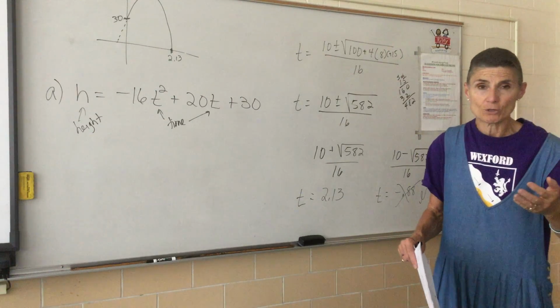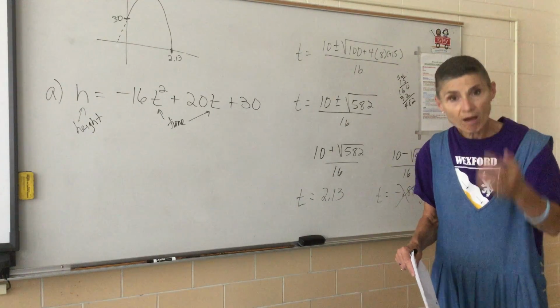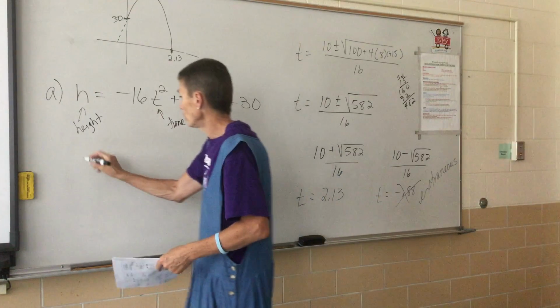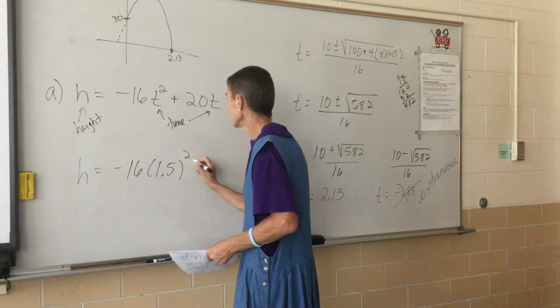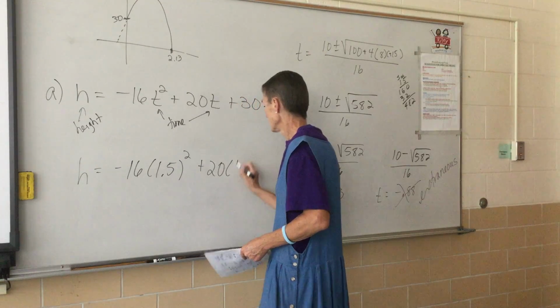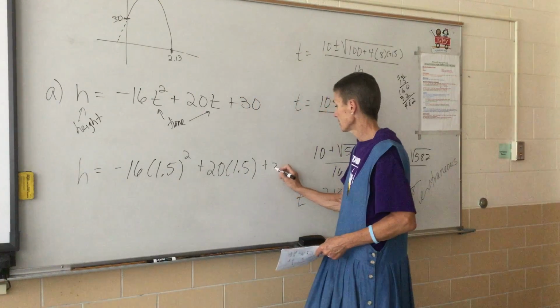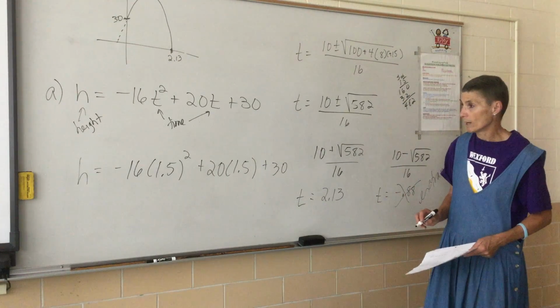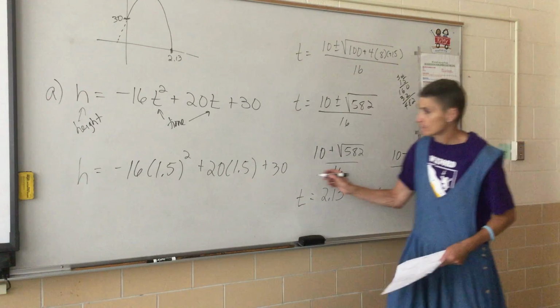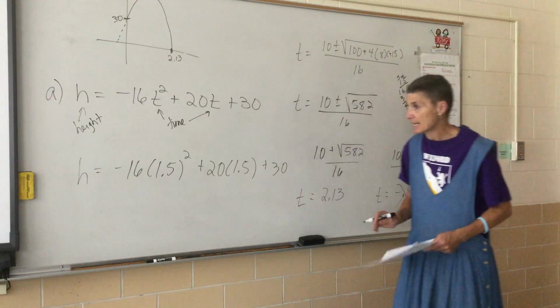What did they give you? They gave you the time. So you're going to put 1.5 in here. And again, you've got a calculator. I do not. You have one. And you type that in your calculator and you're going to get the answer.